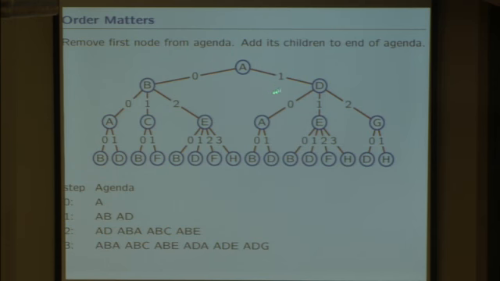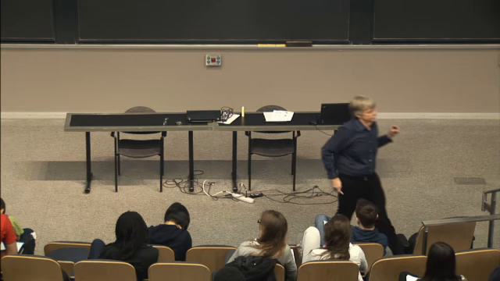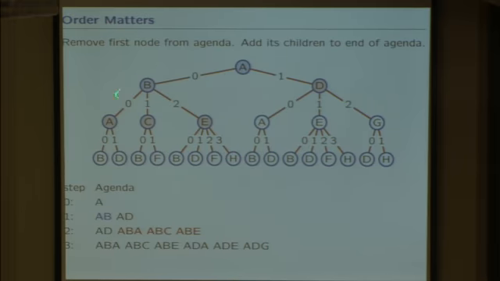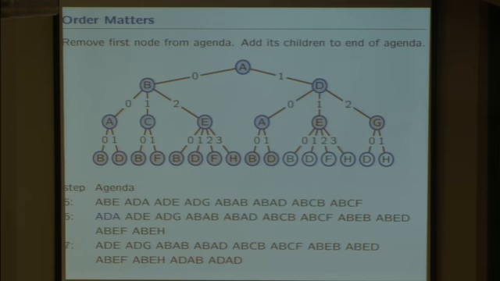As an alternative, think about a slightly more complicated rule. Remove the first element from the agenda and add its children to the end of the agenda. So initialize it with the start state, so A. Pull out the first element from the agenda, that's A, and replace it by its children, which is AB, AD. Now pull out the first guy. Well, the first guy is AB. And put its children at the end. Its children are ABA, ABC, ABE, and they are now put at the end so that on the next step, I'll pick up AD, the guy at the beginning, and put AD's children at the end, et cetera.